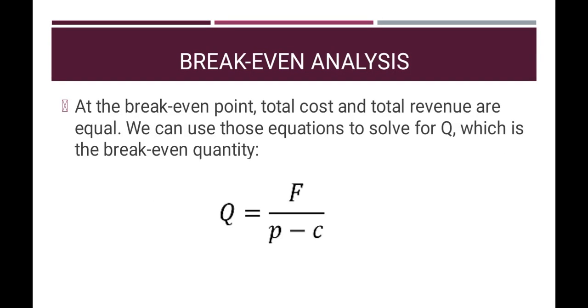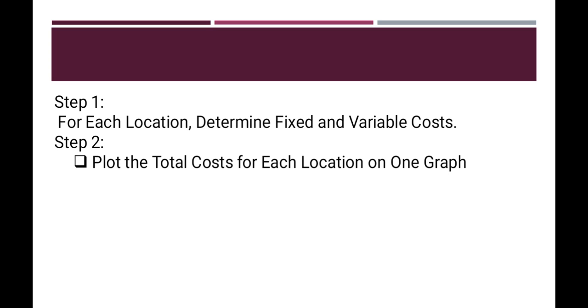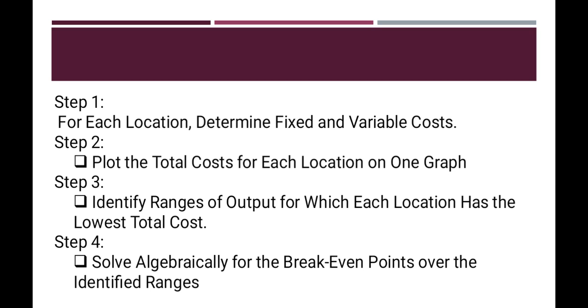Now let's look at the basic steps in using break-even analysis for location selection. Step 1. For each location, determine fixed and variable cost. Step 2. Plot the total cost for each location on one graph. Step 3. Identify ranges of output for which each location has the lowest total cost. And step 4. Solve algebraically for the break-even points over the identified ranges. Take note that the expected demand is 10,000 units per year.